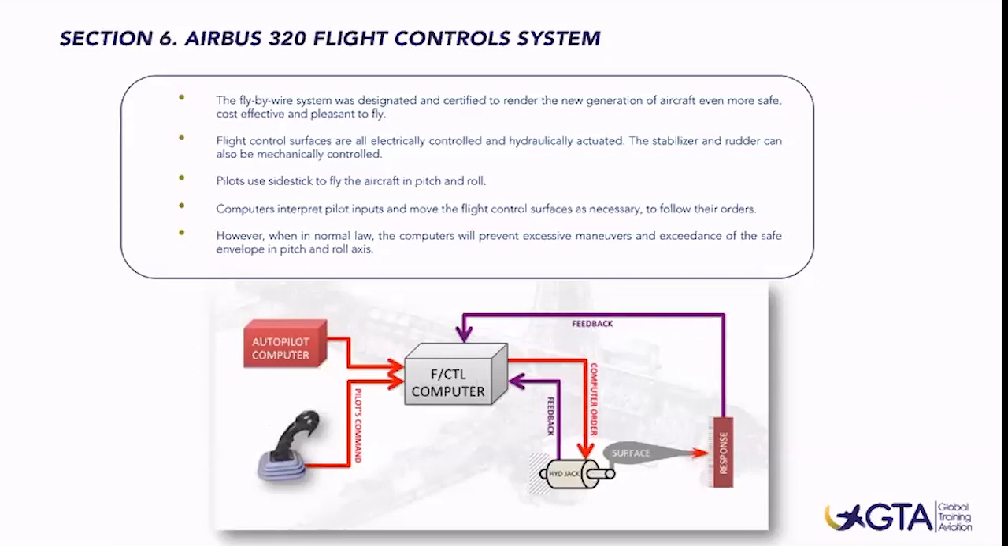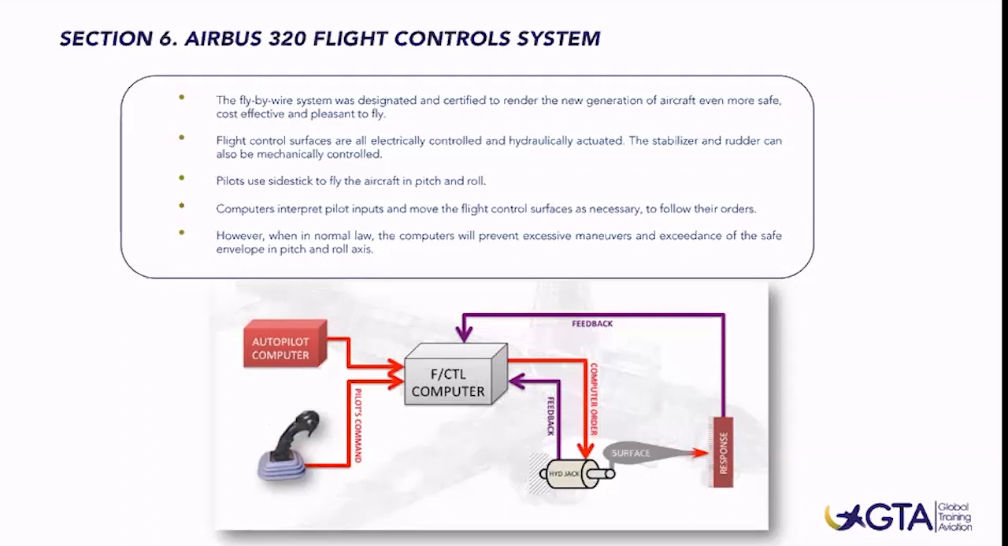Pilots use a joystick to fly the aircraft in pitch and roll, and the computers will interpret and evaluate whether this input is safe to keep the airplane flying within a safe flight envelope. In normal law, the computers will prevent excessive maneuvers and keep the aircraft within the safe envelope in pitch and roll axis. We'll go through which flight control laws the A320 has: normal law, alternate law with or without protections, direct law, or mechanical backup.